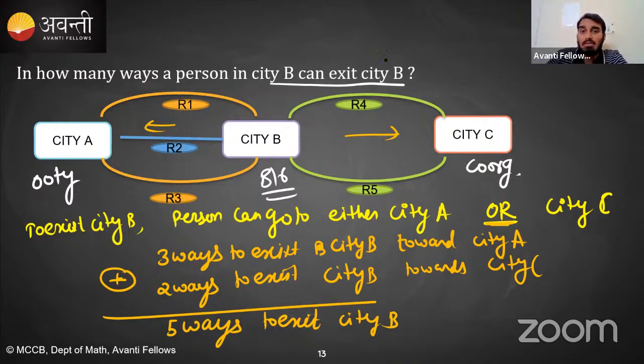Okay, so whenever you see the term or in your line of thinking, that is, either this or this, it means you have to add. So in short, if there is the term or, then you have to add. If there is the term and, then you have to multiply.